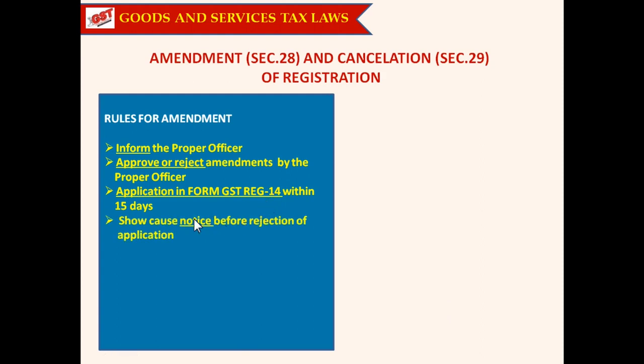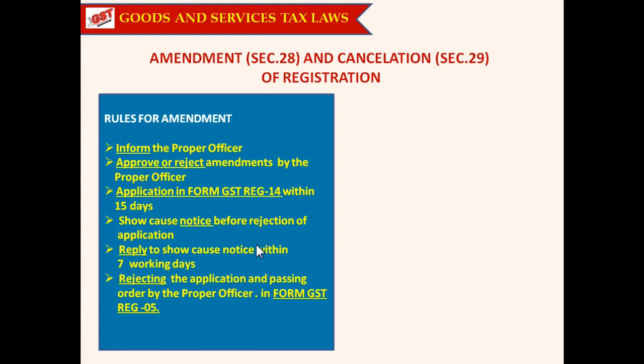Then a show cause notice will be given before rejection of the application. You have to reply to the show cause notice within 7 working days. And the proper officer may reject your application and pass an order. In that case, the order for rejection will be given in form REG 05. A certificate of registration after amendment will be given by the proper officer.